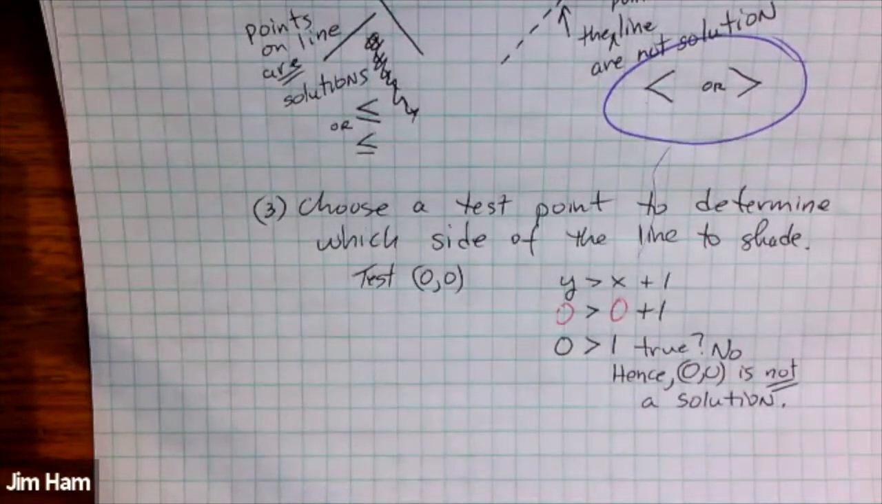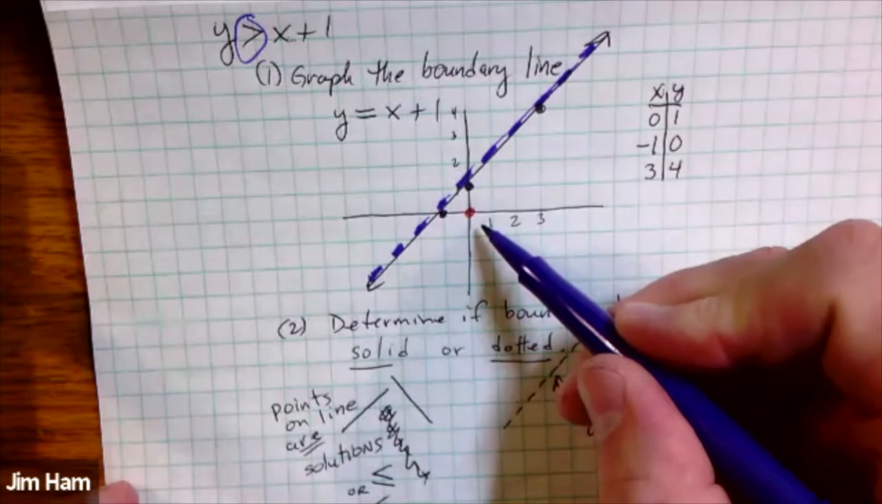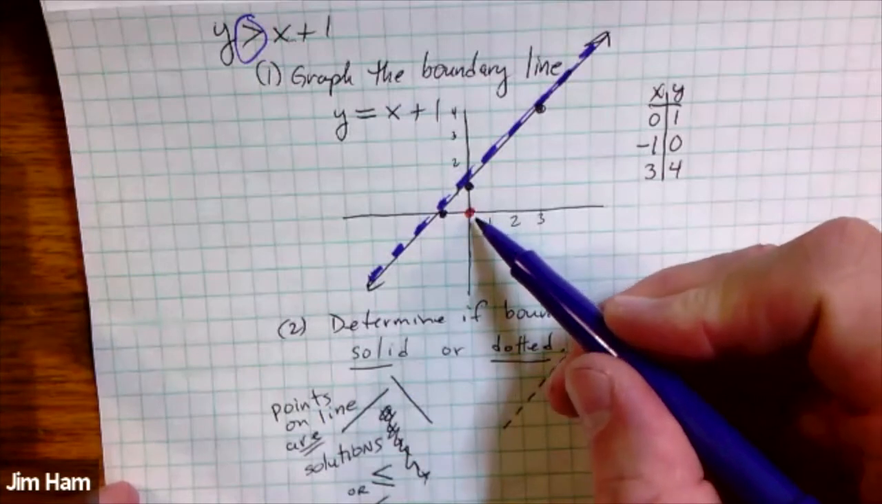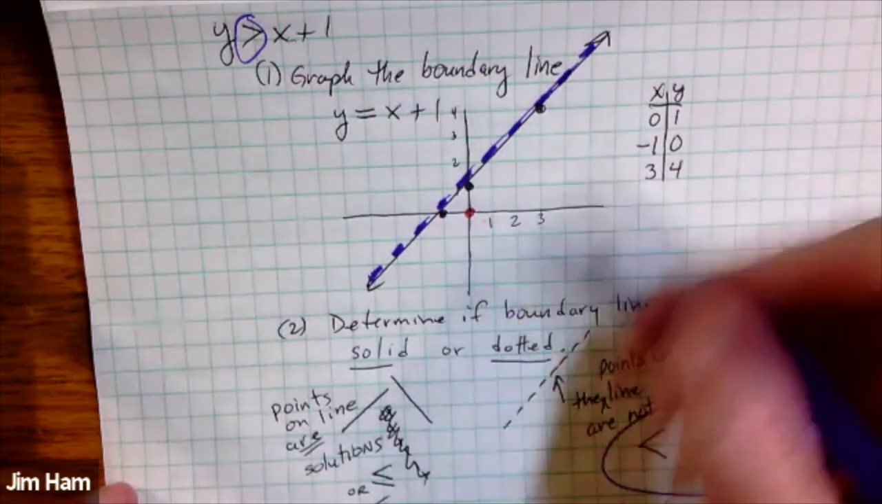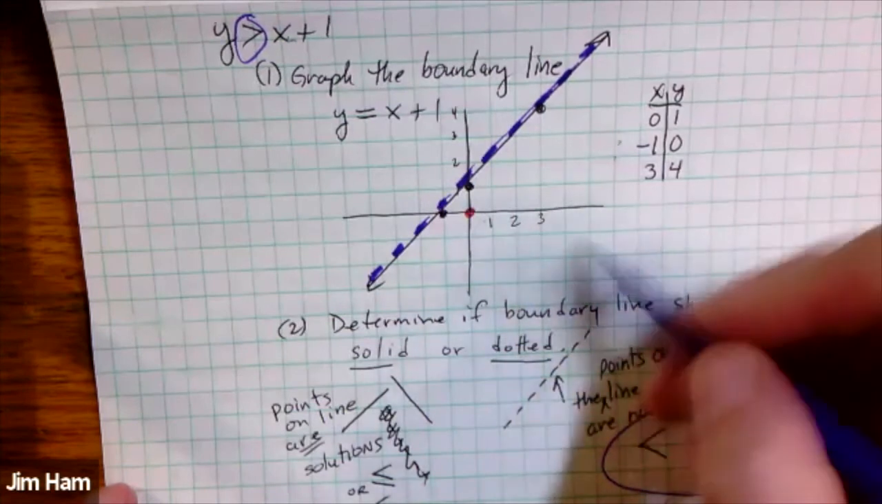Since 0, 0 is not a solution, we don't want to shade it. We don't want to shade that point because it's not a solution. And since it's on the lower side of the line, we don't want to shade anything down here. None of them are solutions. You can check them all.